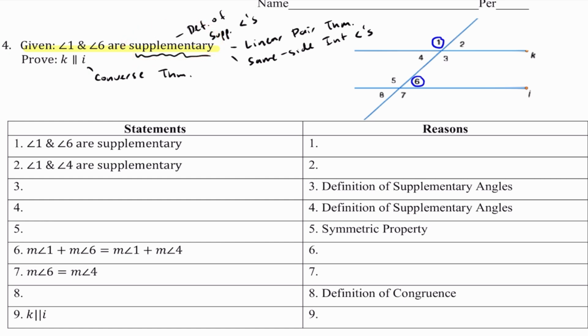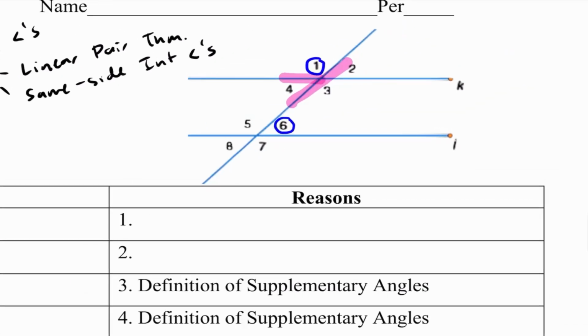Now from the word supplementary, I wrote three properties down. Definition of supplementary angles, linear pair theorem, and same side interior angles. What I want to do is try one of these properties. I'm going to try the linear pair theorem. Here's angle 1 and here's angle 4. If I look at these two angles, they actually form a linear pair. So I'm going to write that down. Angle 1 and angle 4 are supplementary by the linear pair theorem.